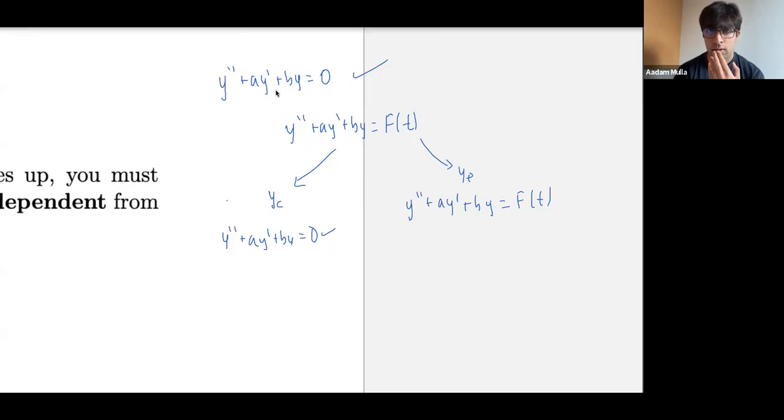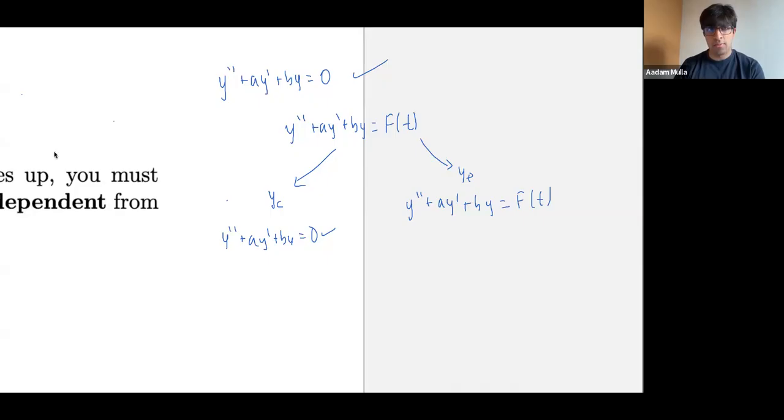Okay. We want constant coefficients, and then, okay, so the main ones to know are the 4 cases on the right. There's 4 cases to know.